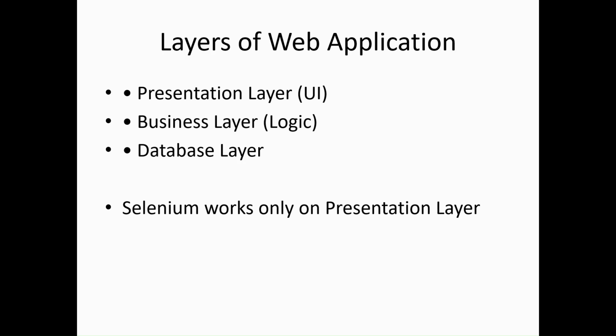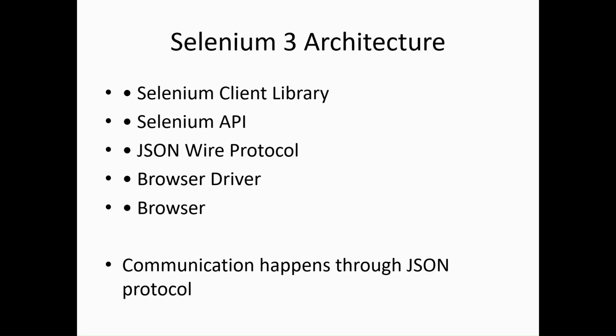So, Selenium only works on the presentation layer, meaning it interacts only with the browser UI. Backend testing like database or API validation is handled using other tools. So, for automating any browser UI, Selenium is used, which works only on the presentation layer. Okay. Now, next comes the Selenium 3 architecture. Selenium 3 follows something called the JSON wire protocol.